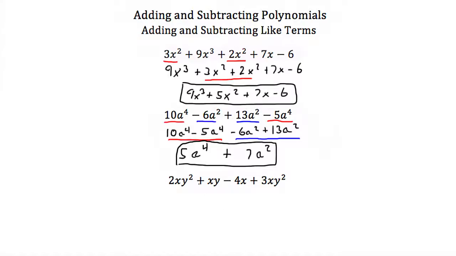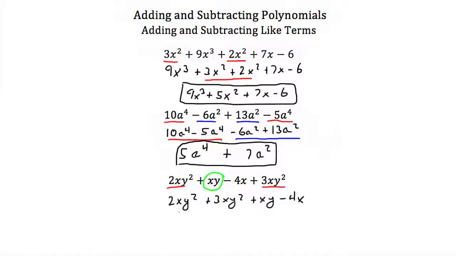Let's try this last example. We have 2xy squared plus xy minus 4x plus 3xy squared. My like terms here are the 2xy squared and the 3xy squared. This xy term here is not a like term because the y is not squared. So that's a different term than the 2xy squared and the 3xy squared. So to combine these, I write my like terms together. So I have a 2xy squared plus 3xy squared plus xy minus 4x.